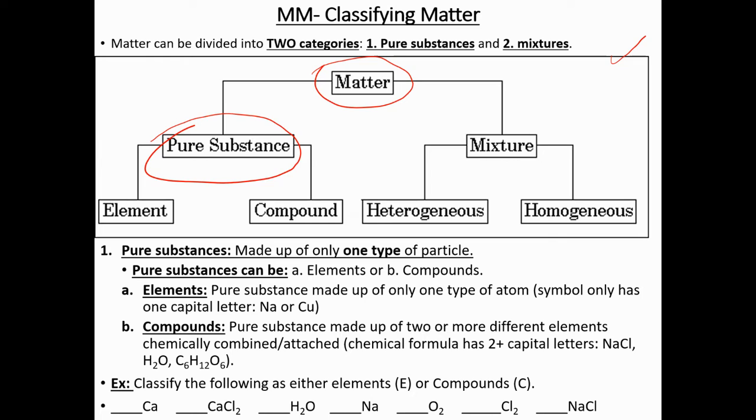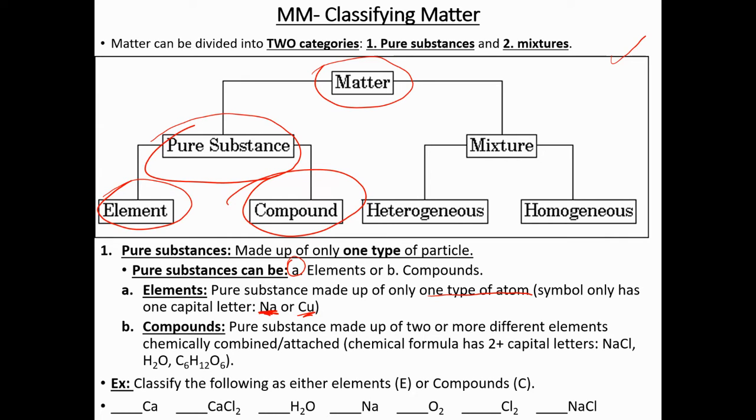Like I said, if you're pure substances, you could either be an element or a compound. So the element, that's that smallest Lego piece. The pure substance is made up of only one type of atom. And the way you would recognize that if it was written down is you simply have only one uppercase or capital letter in the symbol.